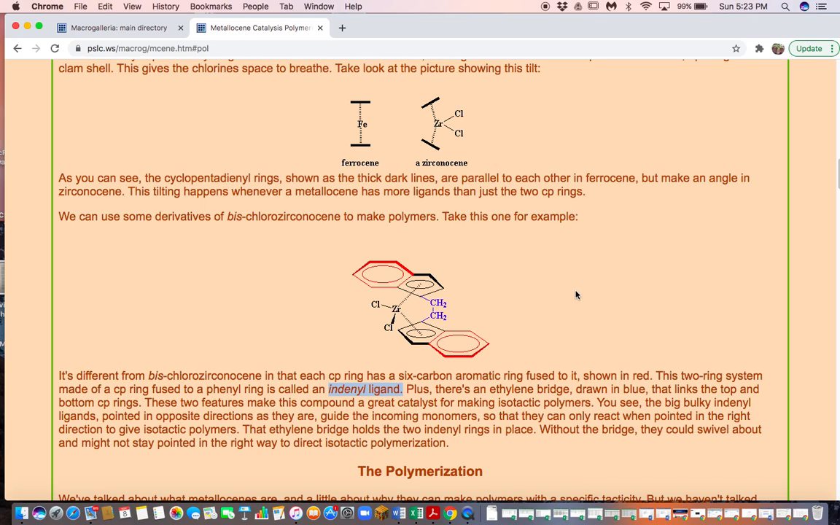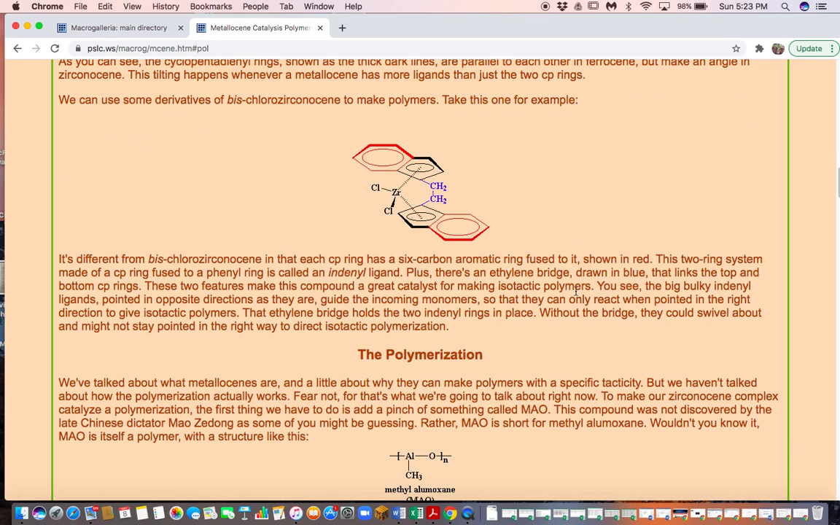Right? So the purpose of this is that it gives the zirconocene a very, very specific window in which incoming monomers can be directed. Right? They can't just come in willy-nilly from any side. They have to come in a very certain manner. And it's that certain manner that allows us to get the regulation of tacticity. All right? So let's see how this occurs.